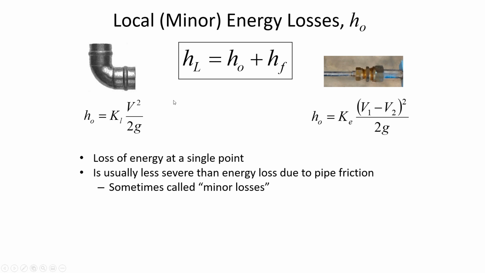Because of the magnitude being smaller usually than friction losses, they're sometimes called minor losses. And so the overall head loss between 2 points is the sum of the friction losses and these local losses together.